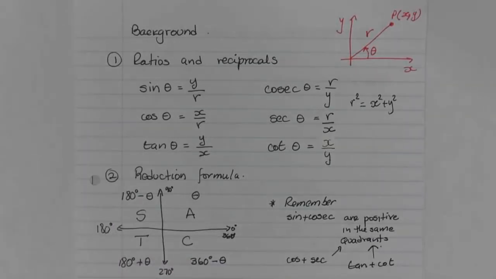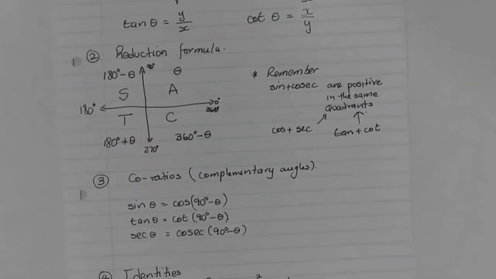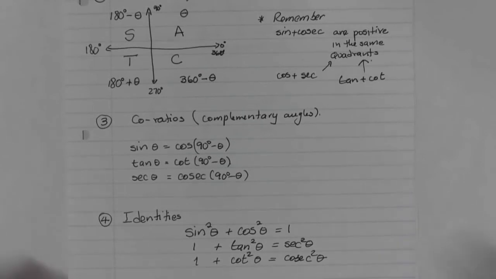Moving on, we move to co-ratios. Remember, the co-ratios are ratios of complementary angles, in other words, angles which add up to 90 degrees in the first quadrant. So if two angles add up to 90 degrees, basically you can say that the sine of the one equals the cos of the other, the tan of the one equals the cot of the other, and the sec of the one equals the cosec of the other one. So that's basically your co-ratios.